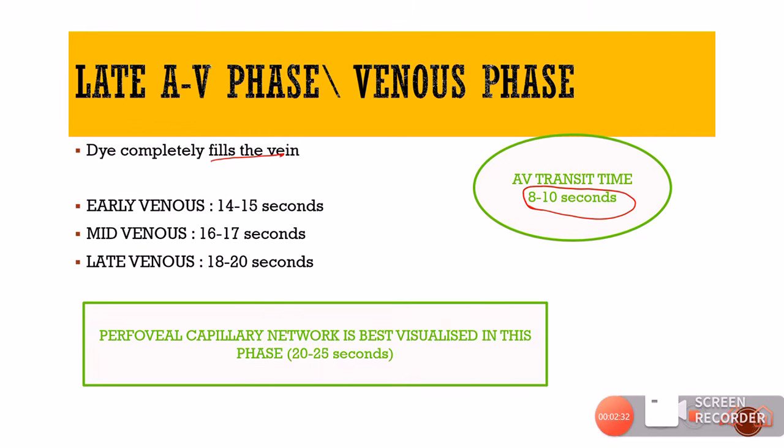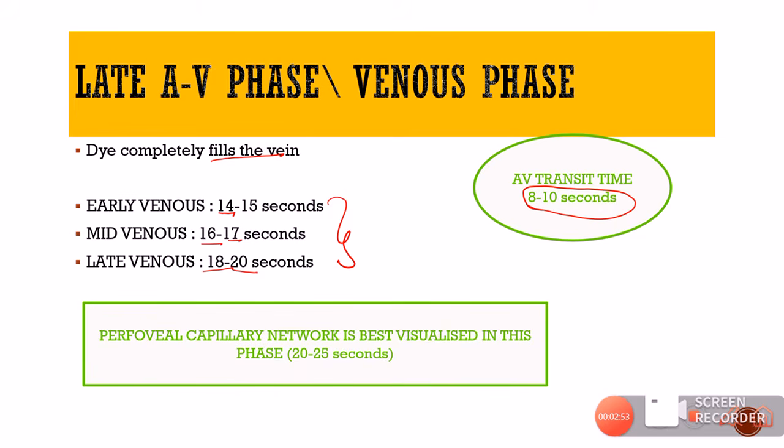So the early venous phase, the timing was 14 to 15 seconds from the injection. Mid venous is about 16 to 17. Late venous is 18 to 20 seconds, right? And how much is the difference? How much time is it taking to come from the artery to the vein? That is about 8 to 10 seconds, and this is called AV transit time.